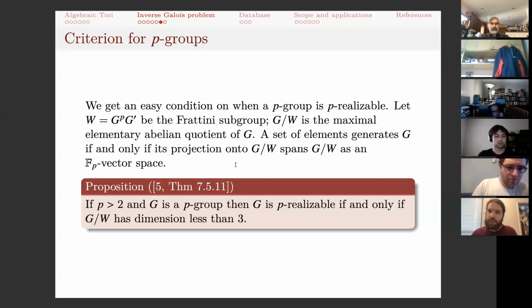So for p groups, we fully understand what's going on in terms of realizability. There's still a question of counting field extensions and writing them down, and that's not easy.